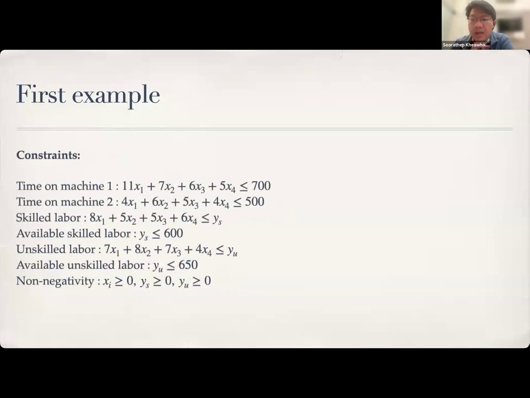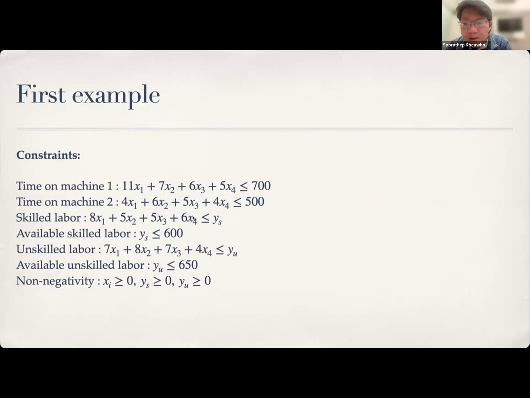So what about the constraints we have? We have a constraint on time on machine 1, right? For machine 1, if we produce product 1 as X1, we need 11 hours. So 11X1 + 7X2 + 6X3 + 5X4. And we have only 700 hours available. So we write this way, okay? Inequality constraint. Time on machine 2 also.